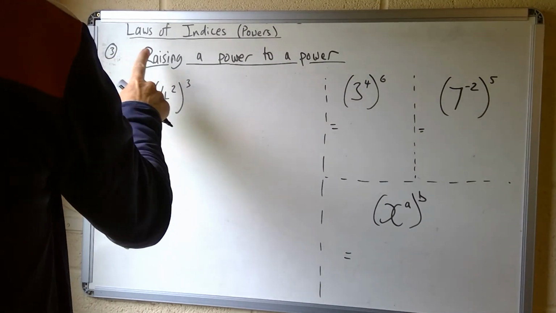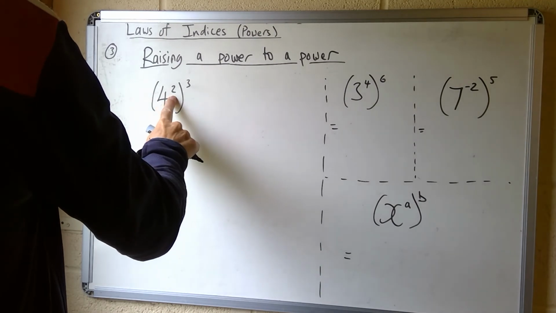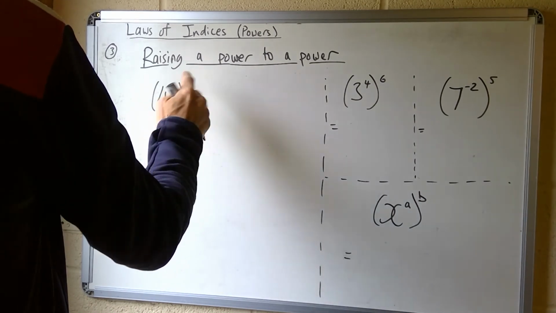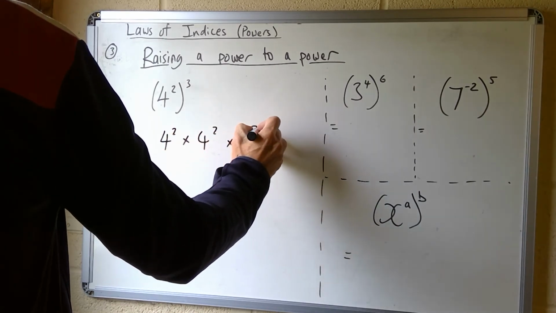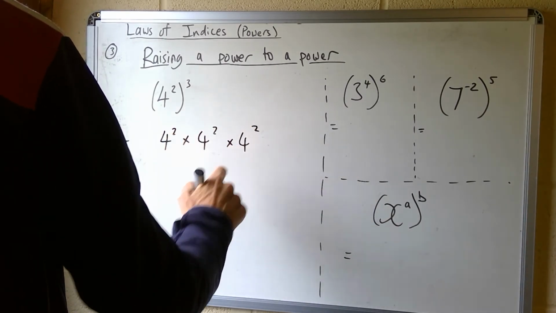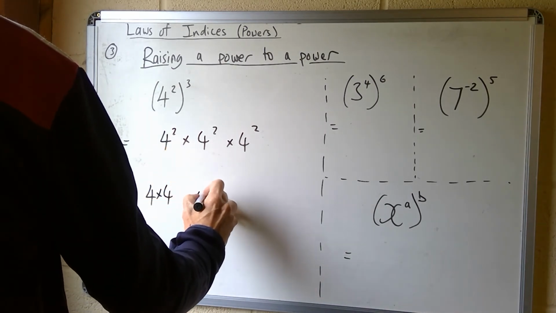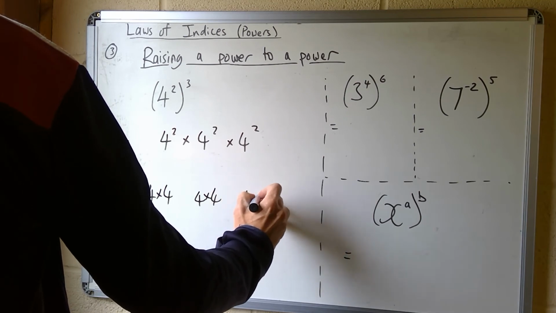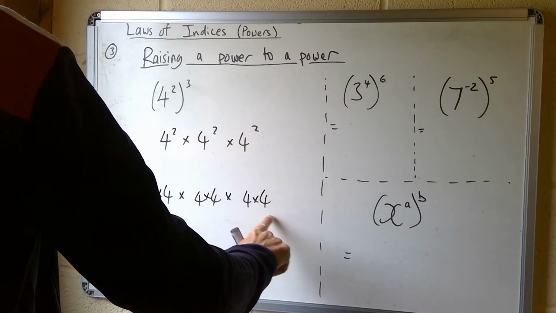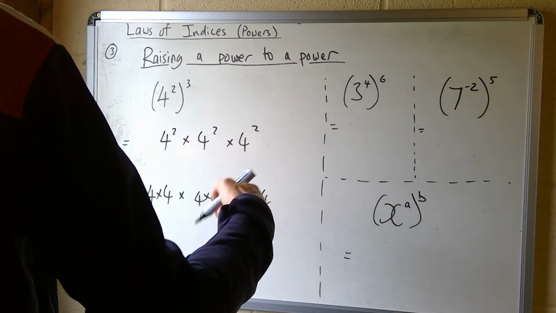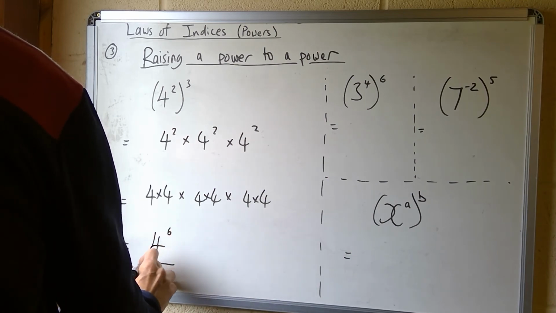The final law is when we're going to raise a power to another power. So I've got 4 squared to the power of 3. To the power of 3 means multiply by itself 3 times. So that's 4 squared times 4 squared times 4 squared. If I rewrite the 4 squareds as 4 times 4, 4 times 4 and 4 times 4, and we're multiplying those together, you can see what I end up with are 6 4s all multiplied together by each other. So that is the equivalent of 4 to the power 6.